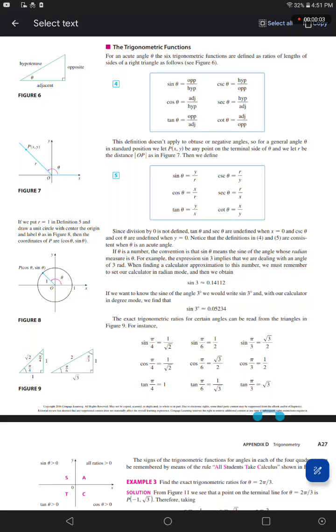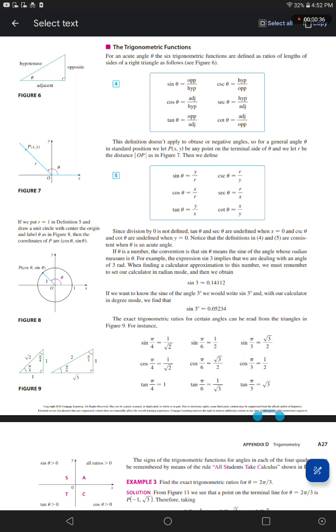The trigonometric functions. For an acute angle theta, the 6 trigonometric functions are defined as ratios of lengths of sides of a right triangle as follows. See figure 6. Angle theta and a right angle. You have the adjacent, the opposite, and hypotenuse.